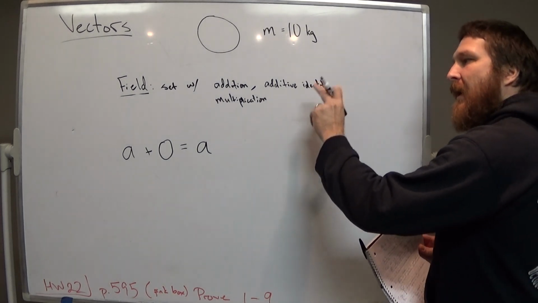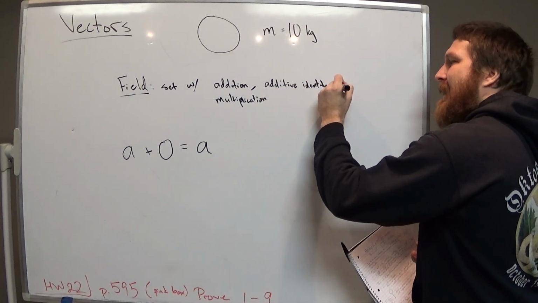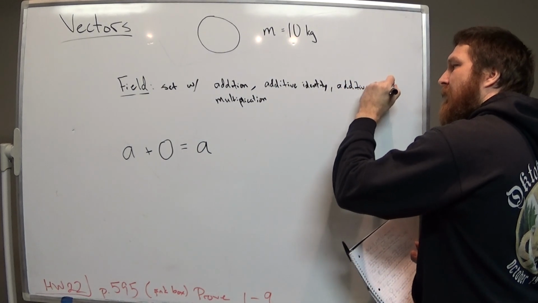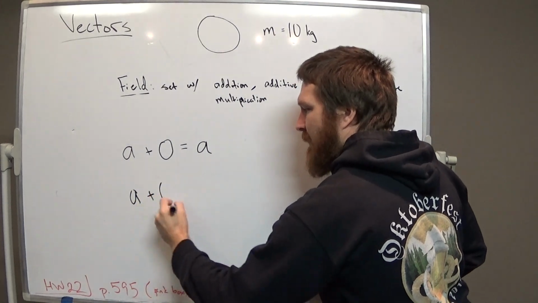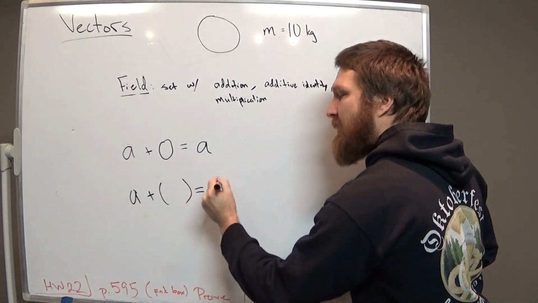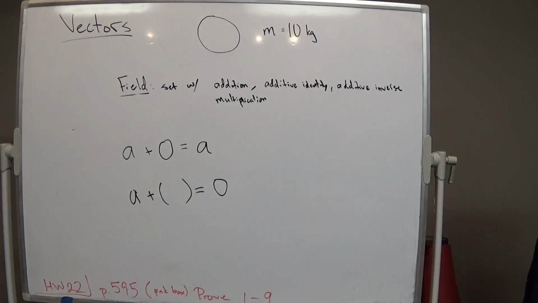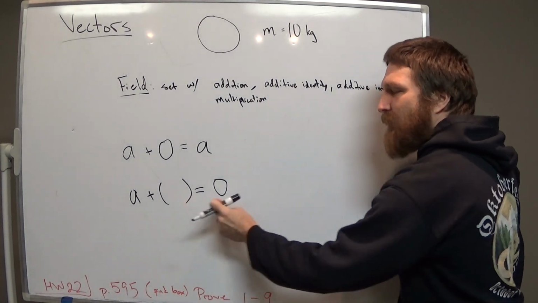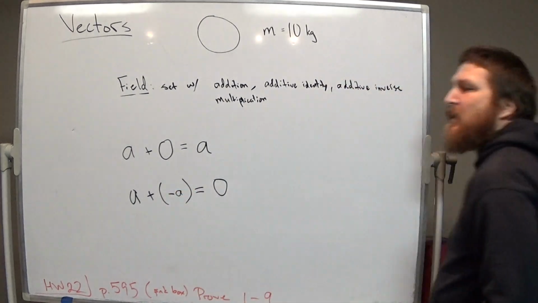Along with that, every single element of this set has to have an additive inverse. That is some number that when you add it to that number, it gives you the additive identity. It's the additive inverse. And in this case, if I pick some number A, what number would I add to it to give me 0? Negative A.